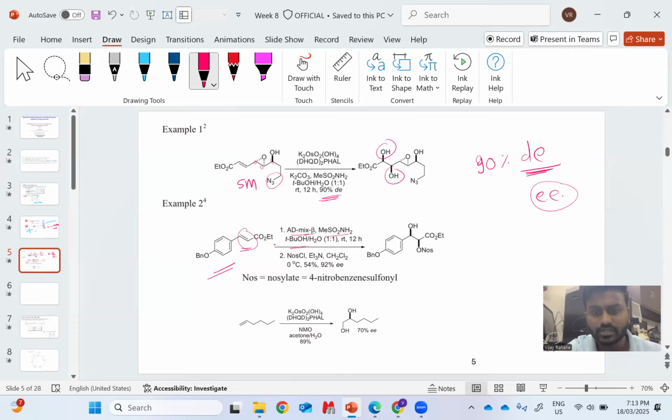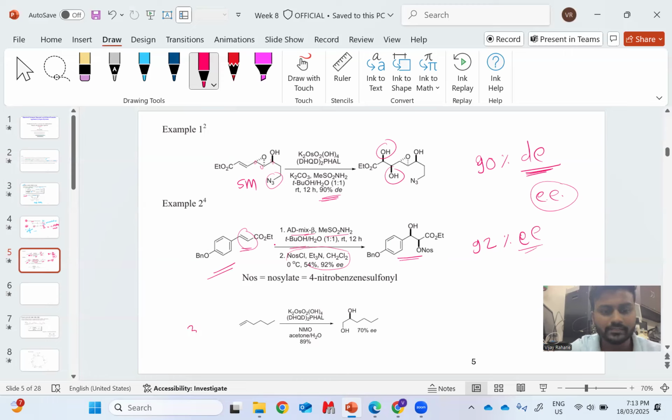it gives the product. And the other step is just the protection of one of the hydroxyl groups. That's the other reaction. But upon these two steps, we get the compound with 92% enantiomeric excess. So this is the utility of this kind of Sharpless asymmetric reaction.